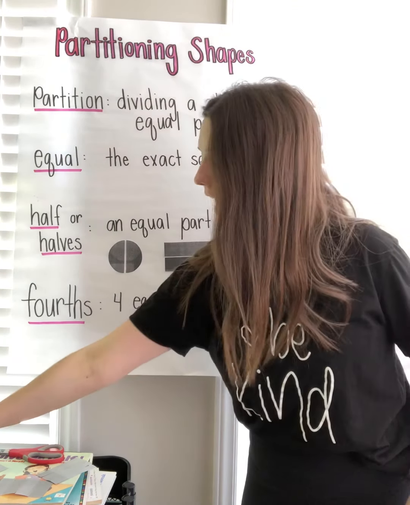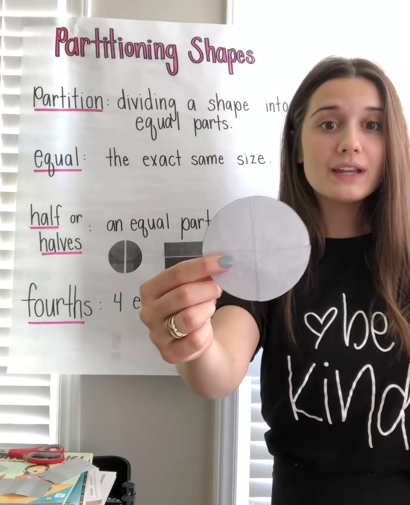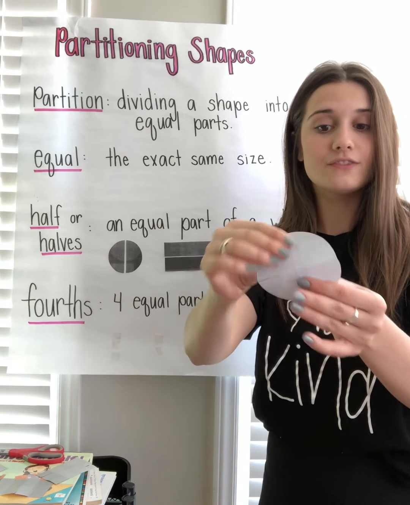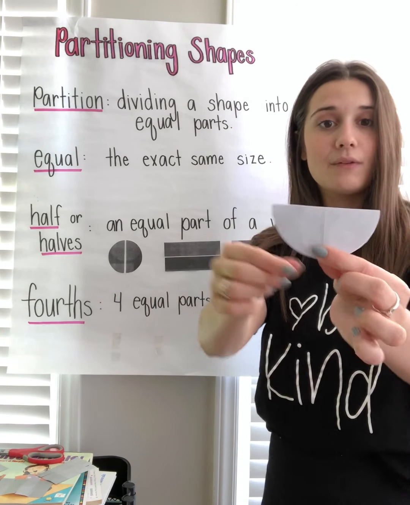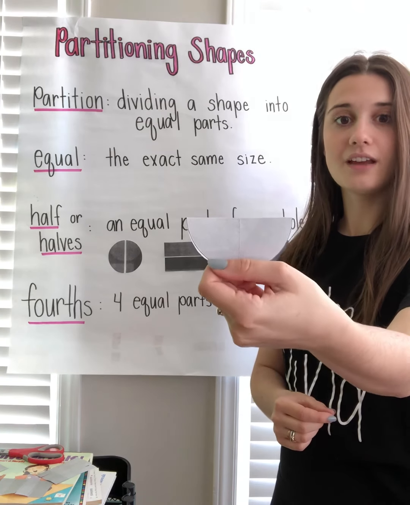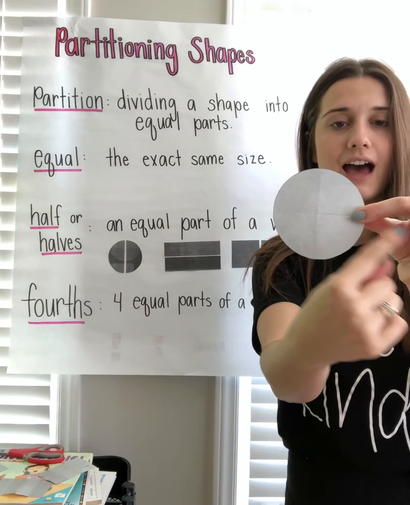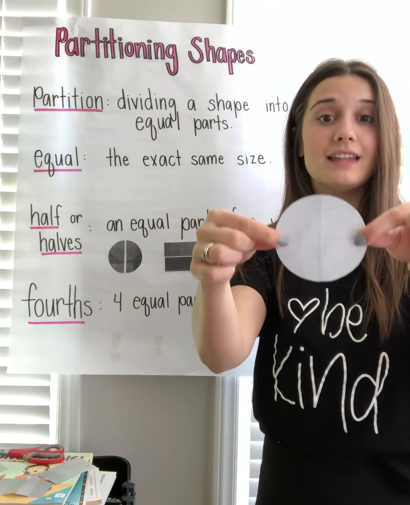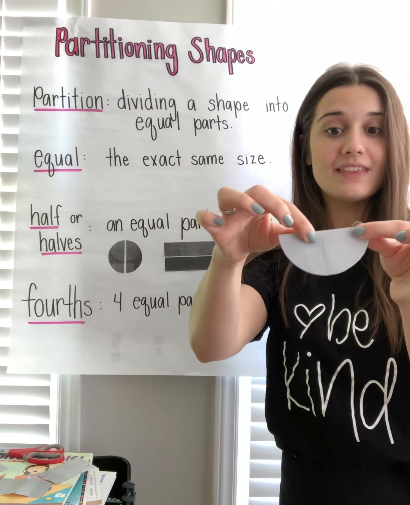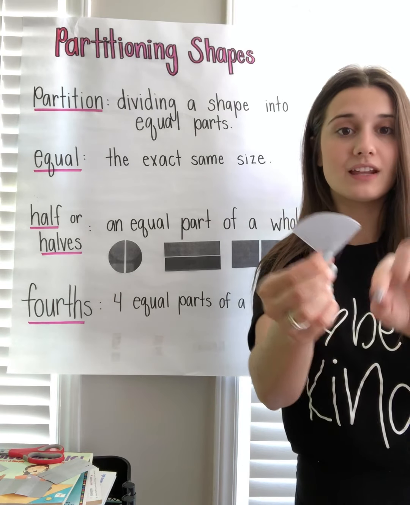Let's start by looking at a circle. When we talked about halves, we had a circle and we decided that in order for us to have equal parts, what we could do is fold it in half, and that would give us one side that's equal to the other side. So we have one half and another half and they are equal. And we decided that we could cut down the line and make halves. Now with fourths, we can do the same thing. We can fold it in half and then we can fold it again, and that will give us four equal parts that are this shape.